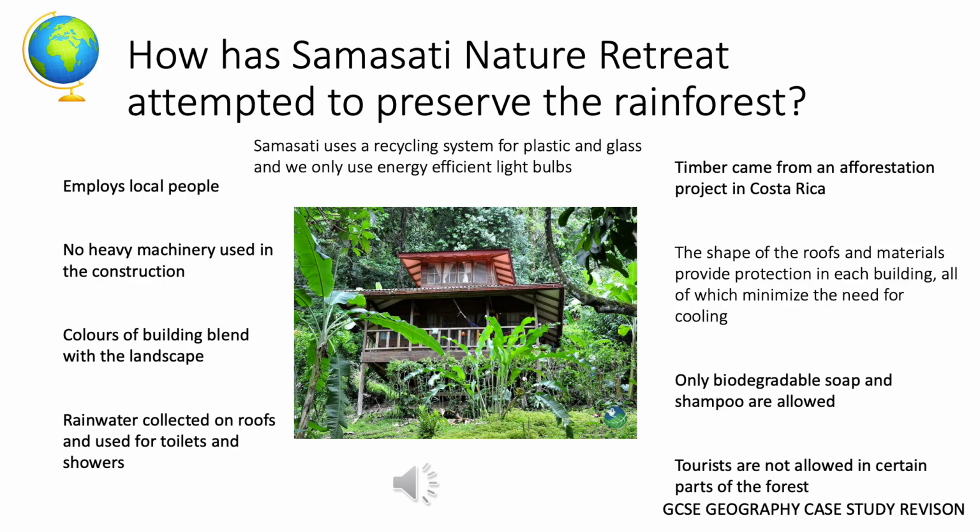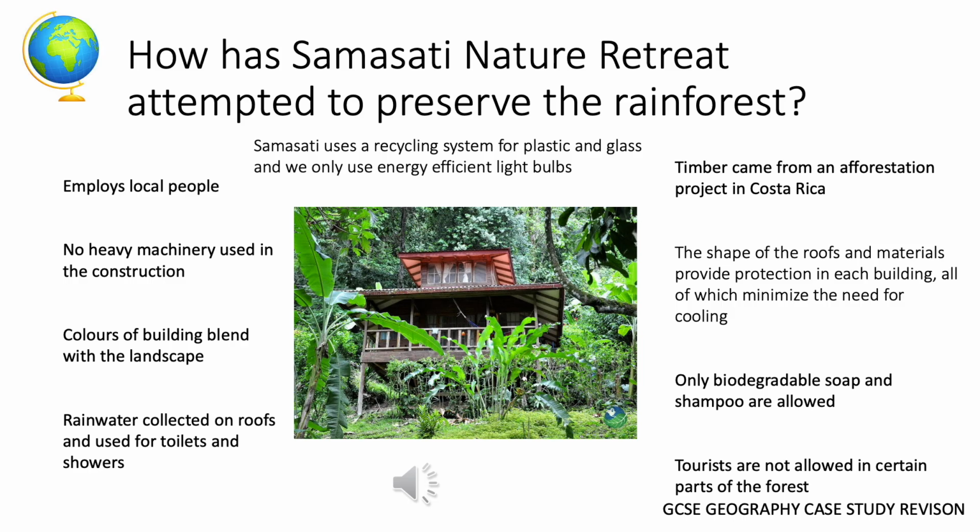Rainwater is collected on roofs and used for toilets and showers to try to reduce the need to tamper with local water sources. Samasati also uses a recycling system for plastic and glass, and they also only use energy efficient light bulbs. Timber came from an afforestation project in Costa Rica, and that wood was used to build the building which you can see. Afforestation, by the way, is just the opposite of deforestation, an area where trees are regrown to ensure that this is the sustainable use of timber.